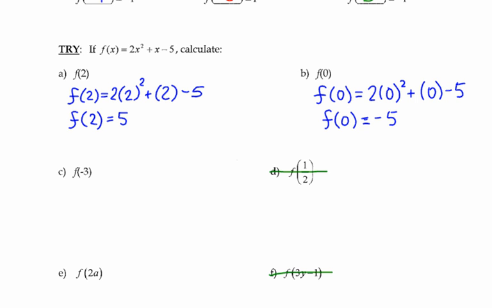Okay? Try f of negative 3 on your own. So sub it in, find out what it equals.